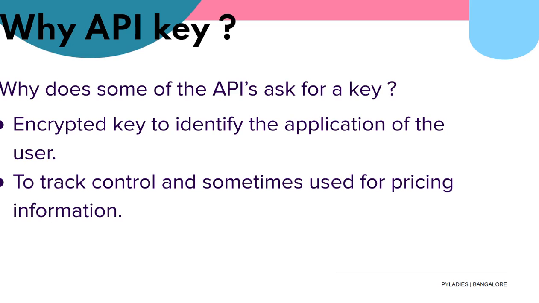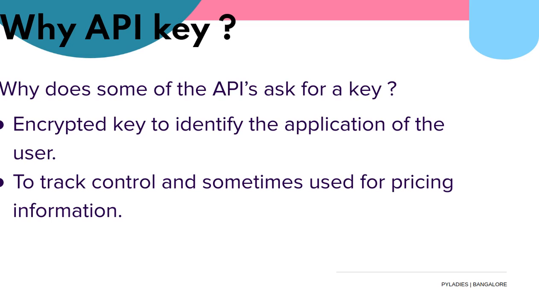The main purpose is to track, control, or identify the application of the user, who is using it, how many times it is being used, and all this information. All this information can be tracked by using that API key. This API key is nothing but an encrypted key, which means it is encrypted using some algorithm. It is a string in general. It is specific to a user alone.